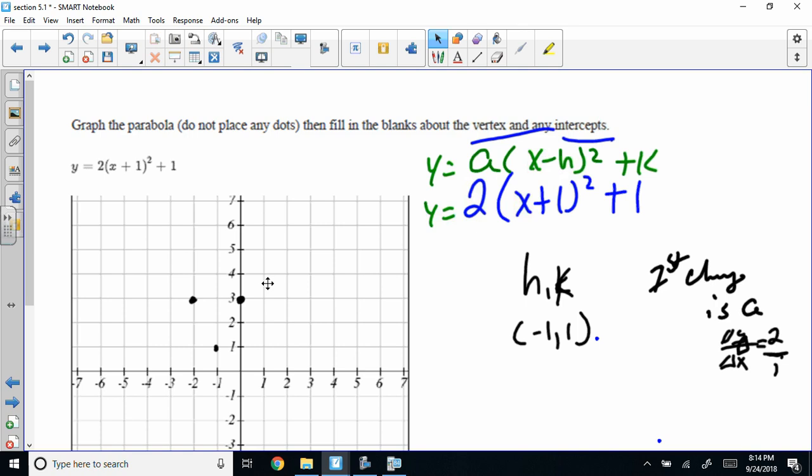Y'all did know that A was always the first rate of change, right? No? Really? Man. That's pretty cool.